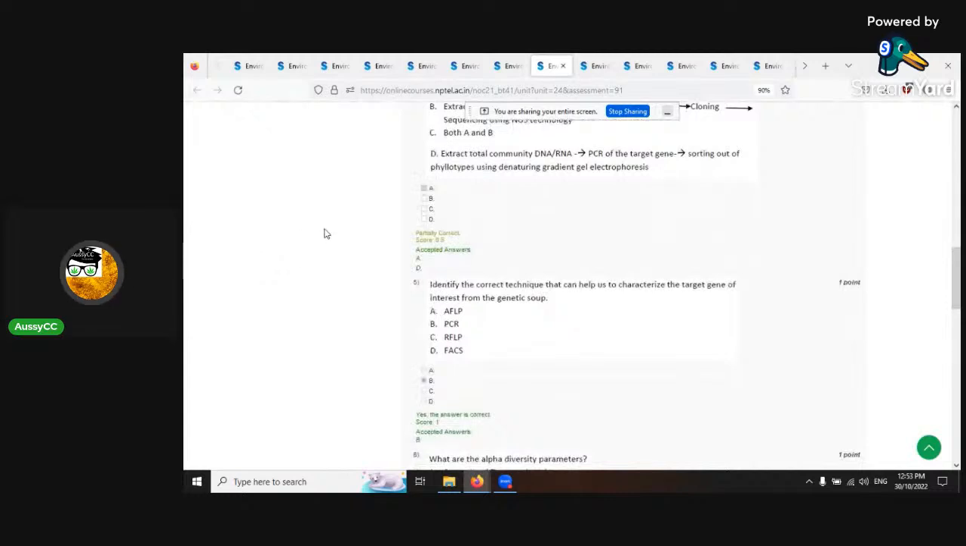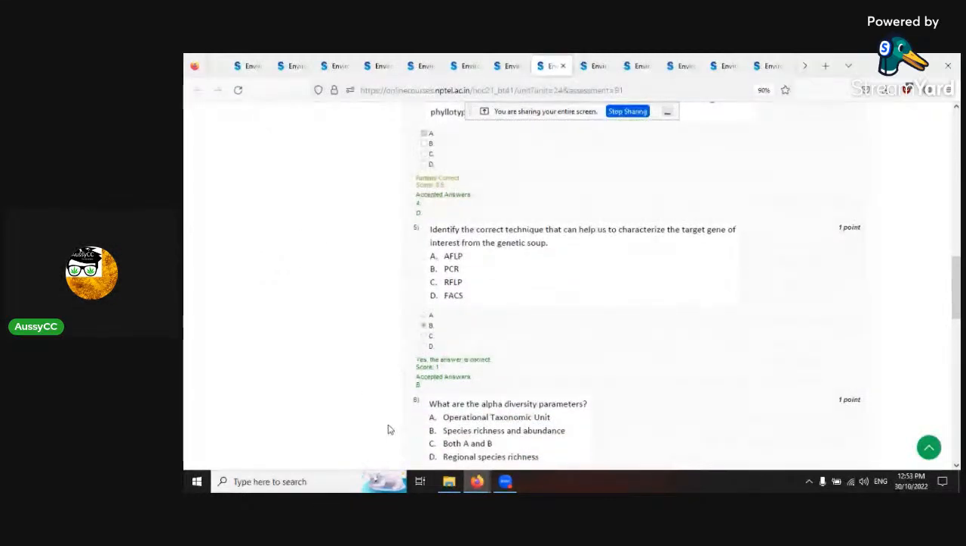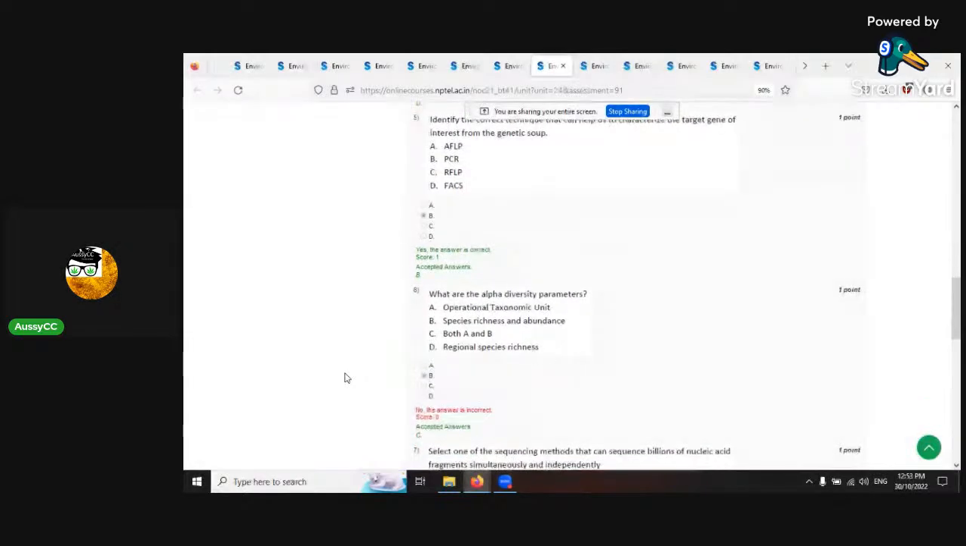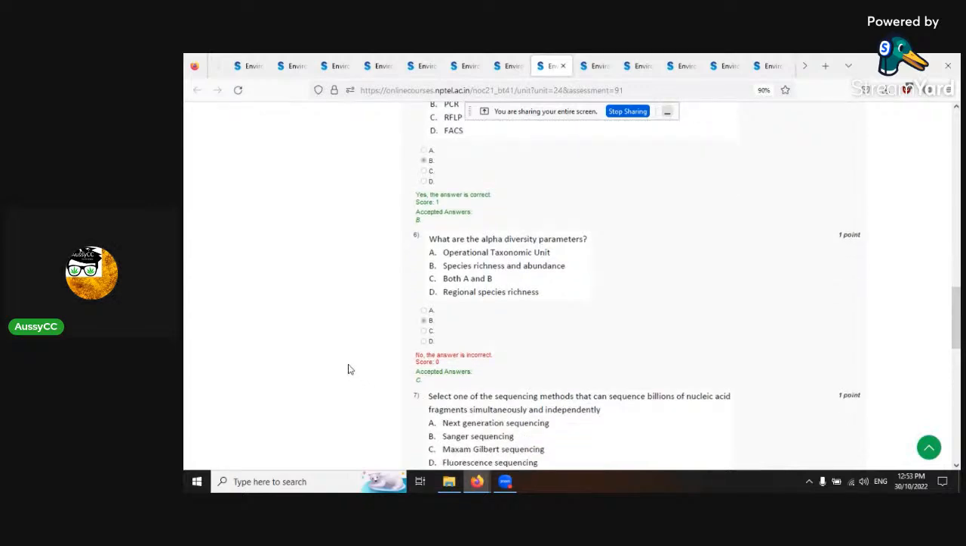What are alpha diversity parameters? Operational taxonomic units. Yep, your OTUs, species richness and abundance. C. Select one of the sequencing methods that can sequence billions of nucleic acid fragments. That's a metagenome. Next generation sequencing. The Sanger, that's the old school, that's the first one. Next generation, that's the fifth generation we're up to now. Sanger's number 1.